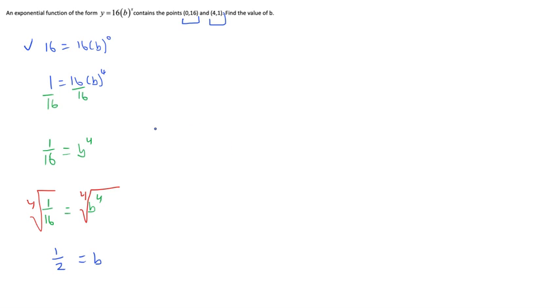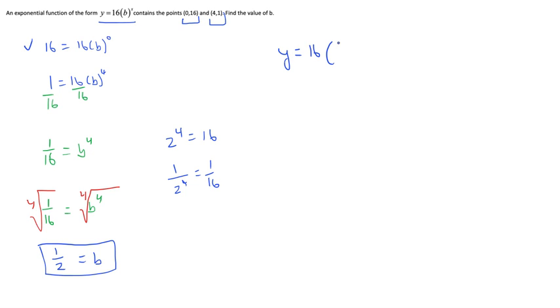We know that 2 to the 4th power is equal to 16, so 1 over 2 to the 4th power should equal 1 over 16. So there we go, we've gotten our answer. We've determined the value of b. So we can say that y is equal to 16 times 1/2 to the x power.